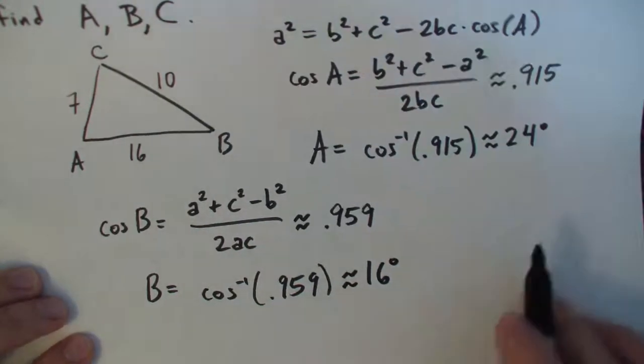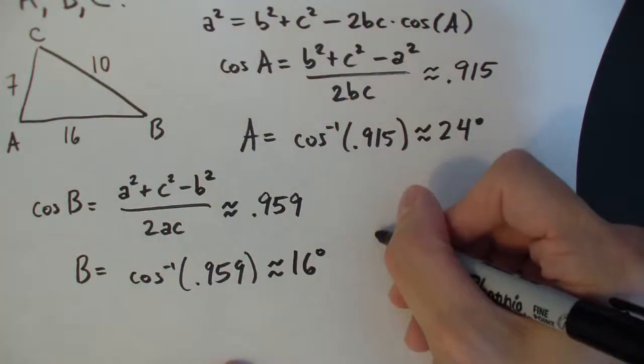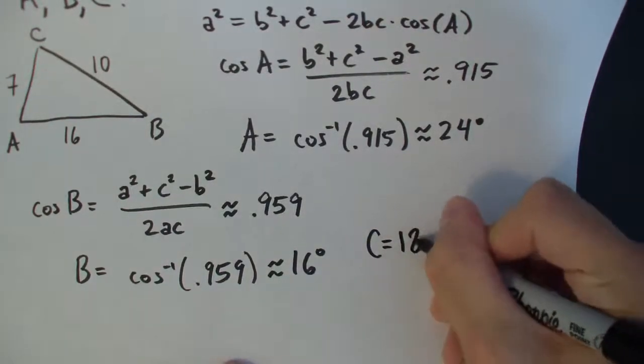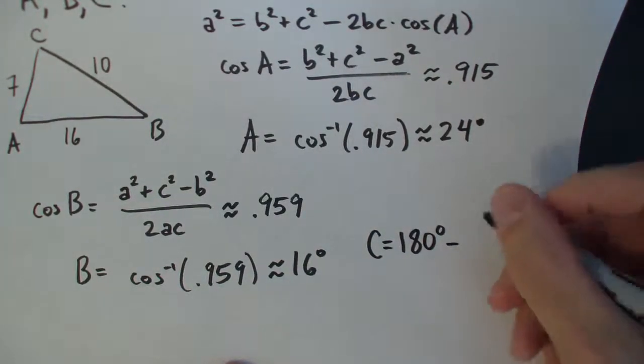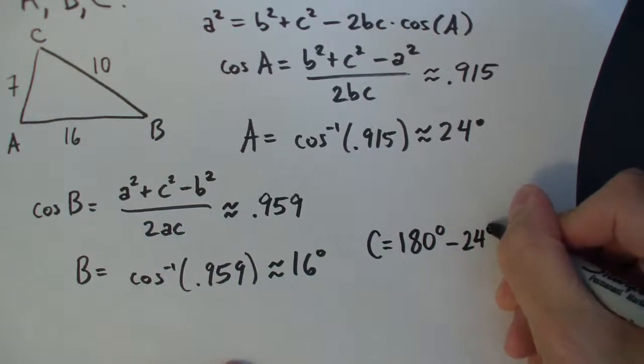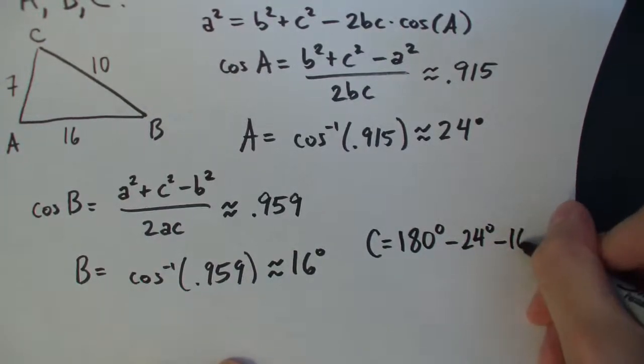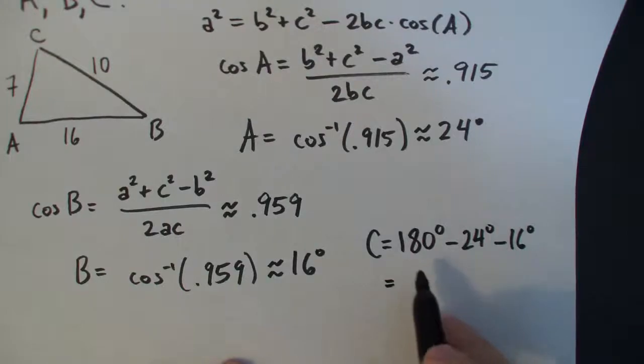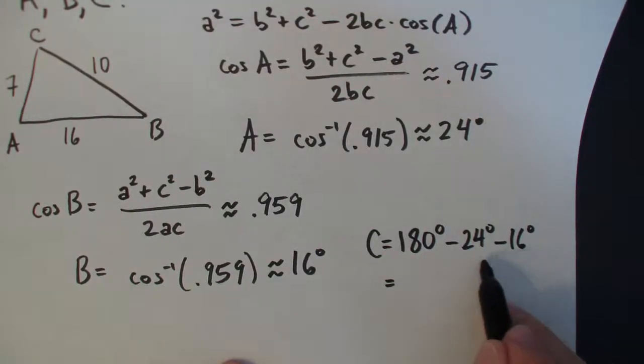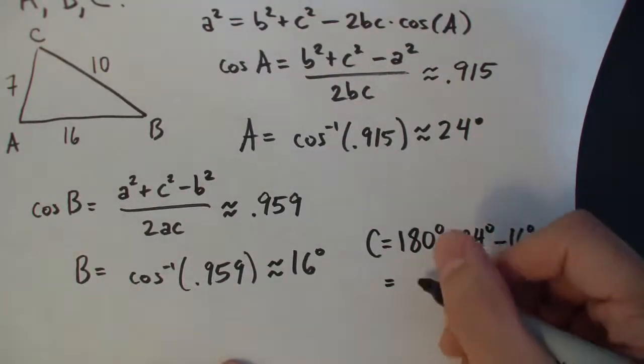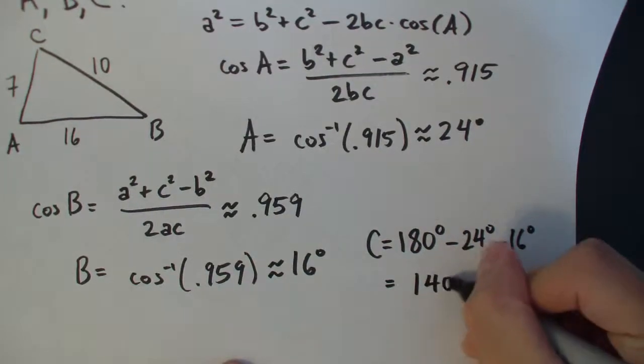So that's A and B. So to find C, we just take C to be 180 degrees minus A, which is 24 degrees, minus B, which is 16 degrees. So that's 180 minus 40, which gives us 140 degrees for C.